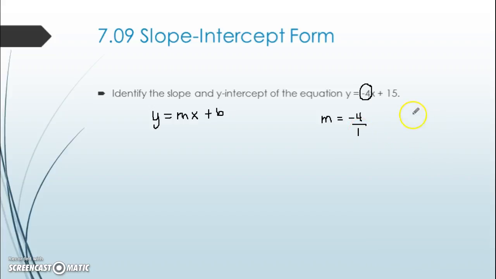The y-intercept, our b of this equation, is 15. That means that if I were to graph this equation, it would cross my y-axis at a positive 15. And the y-axis is the vertical axis, so it's crossing my y-axis at a positive 15.